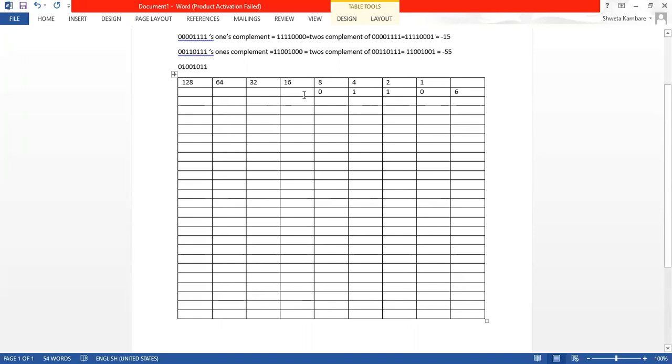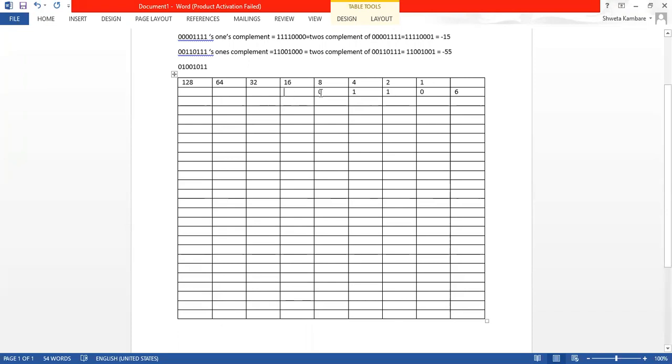Remember, from now onwards, in all the computer arithmetic lectures, you have to sit in front of your computer with pen and paper. It's compulsory. So get your pen and paper and try writing everything with me.